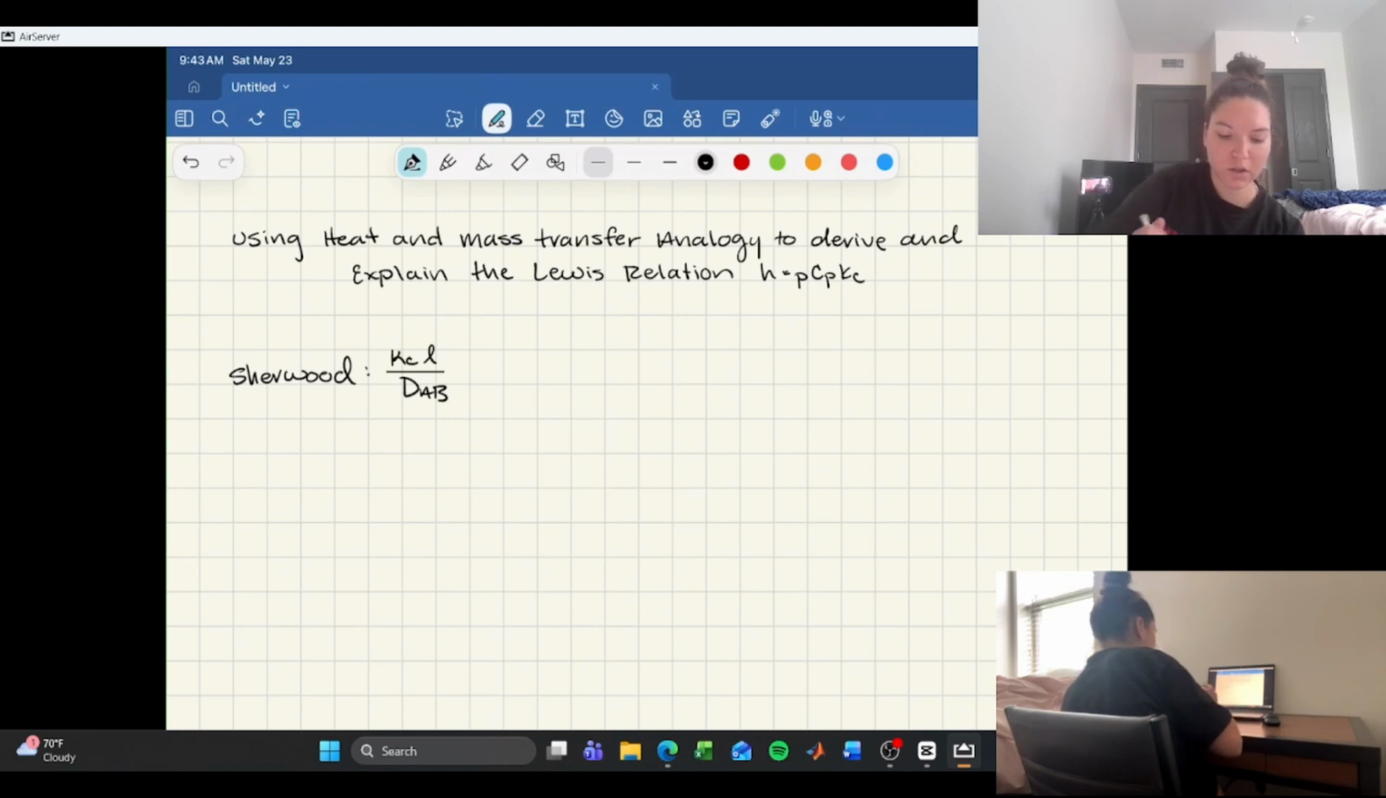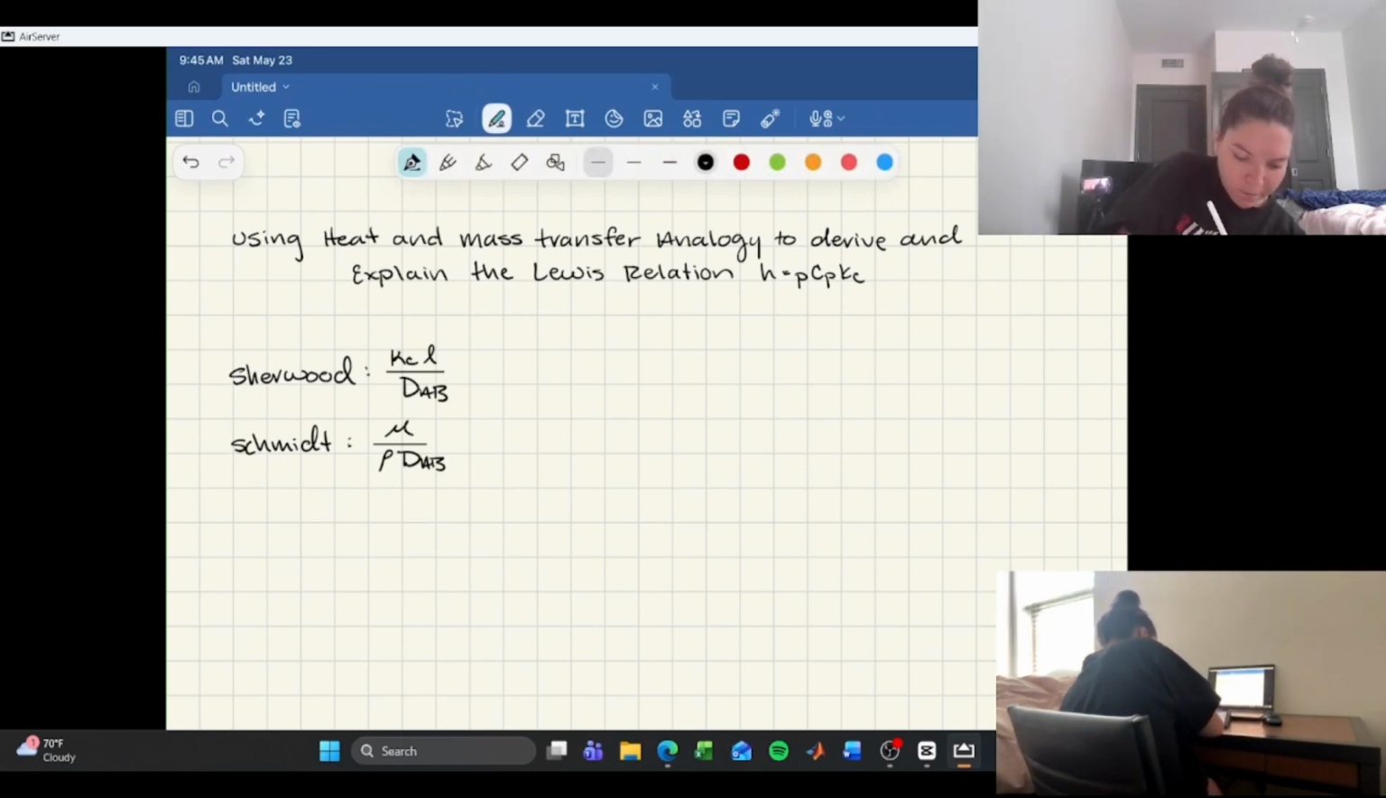We are also going to be using the Schmidt number, which is the viscosity divided by density times the diffusion coefficient. Sherwood is going to be Sh, and Schmidt is going to be Sc. This is for mass transfer.